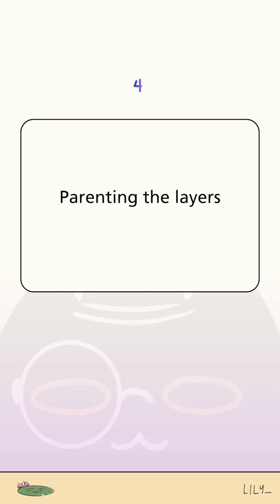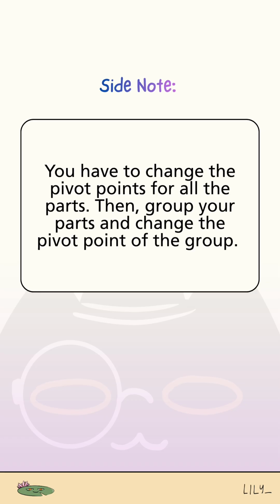So we can move on to parenting the layers. I also forgot to add that when you're changing the pivot points or placing the pivot points, you're gonna have to change all the pivot points of all the layers. So for example, for my character, I have 38 layers, I'm gonna have to change at least 38 pivot points. And that's a lot, but you know, it will make your life easier later on.